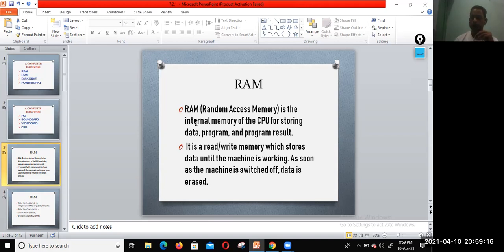So when we work, until you save the data, if the machine is powered, it stores the data until the machine is working. So it is read-write memory that stores data until the machine is working, right? And as soon as the machine is switched off, data is erased.